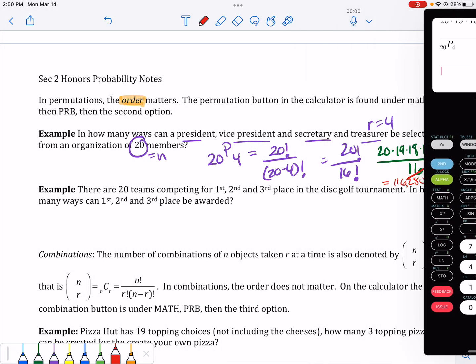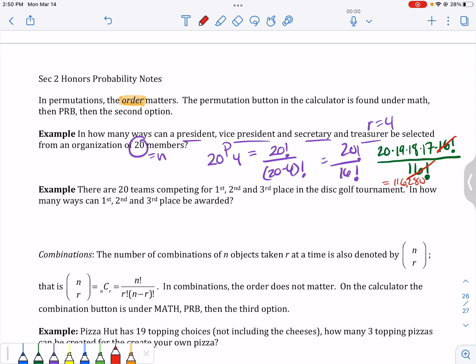Okay. So if we look at the next one, there are 20 teams competing for first, second, and third place in the disc golf tournament. In how many ways can first, second, and third place be awarded? So here, we want to decide, does the order matter? And in this case, the order does matter, right? Our first versus second versus third makes a difference. People care about if they get first place versus third place. Okay. So because our order matters, we want to do permutations.